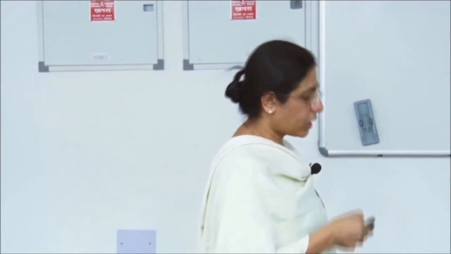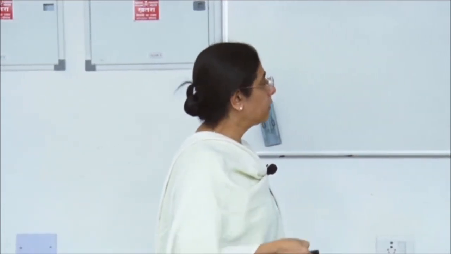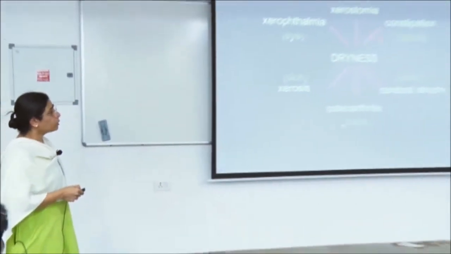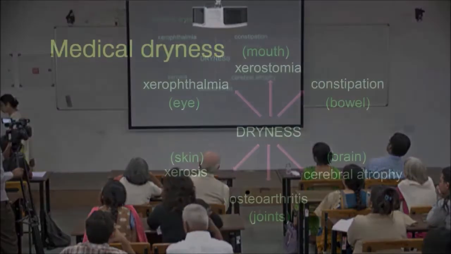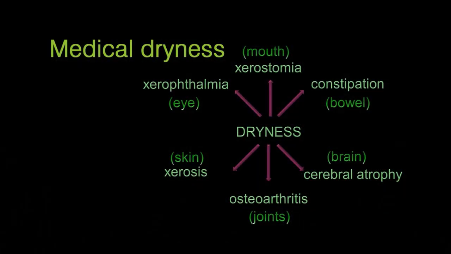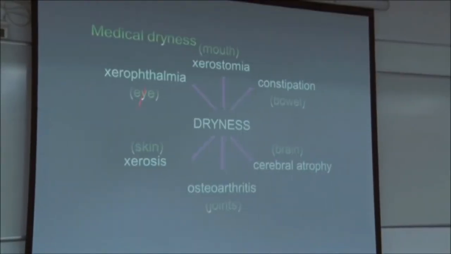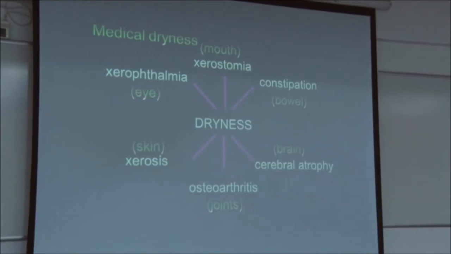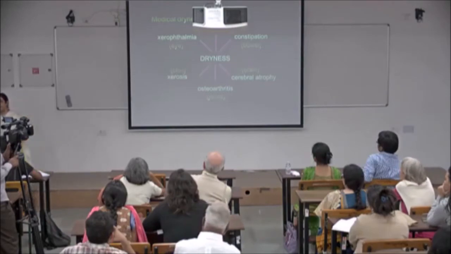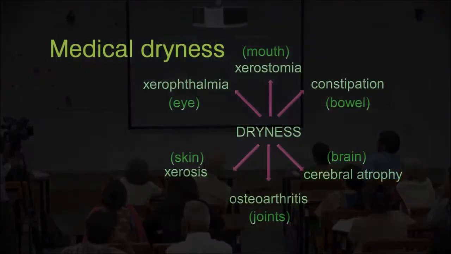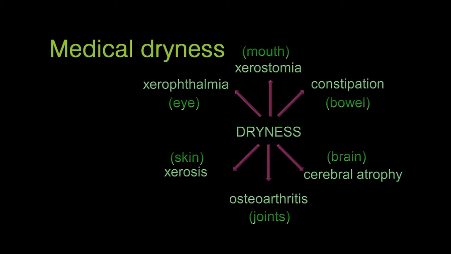Now this slide, I will come back to this slide. I'll go back to that slide after this one. Although modern medicine does not talk about dryness per se, they do talk about medical dryness. There are clinical conditions where dryness plays a major role. For example, dryness in the eye is called xerophthalmia, dryness of the mouth is called xerostomia, and when any tissue is dry, it atrophies, it shrinks, and dryness in a joint is osteoarthritis and so on.